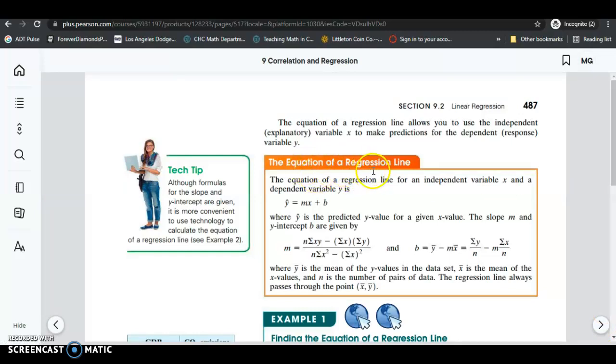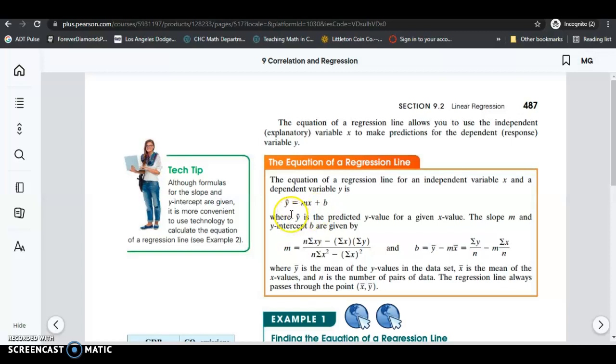So what will the equation of a regression line look like? It tells you in this box here on page 487. The equation of a regression line for an independent variable x and a dependent variable y has this format: y equals mx plus b. If you've ever studied algebra, you are probably familiar with the equations of lines. One way to write the equation of a line in algebra is called y equals mx plus b, which is also called slope-intercept format. So when we write the equation of a regression line, we're going to write it in the slope-intercept format that you're probably familiar with in algebra.